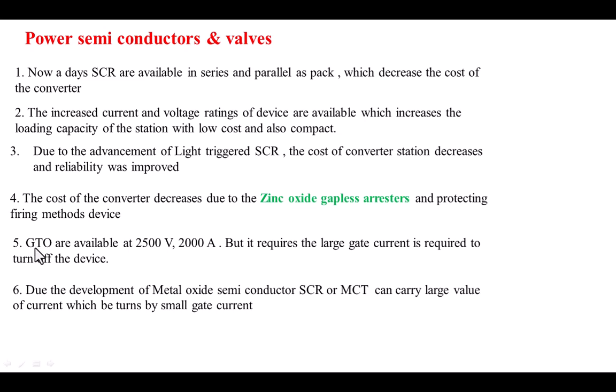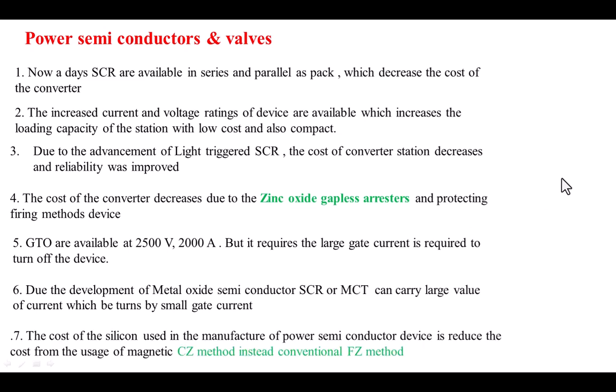Next, the GTO, the gate turn off thyristor. It has also been developed and can carry a high amount of voltage and current, that is 2500 volts and 2000 amperes, but it requires a high amount of gate current. This disadvantage we can overcome by developing the metal oxide semiconductor controlled thyristor, or MCT, which carries the same amount of current and supports the same amount of voltage, but requires a very small amount of gate current.